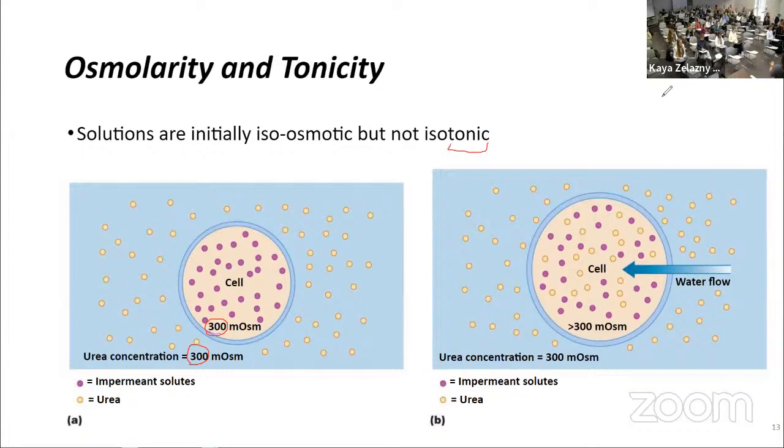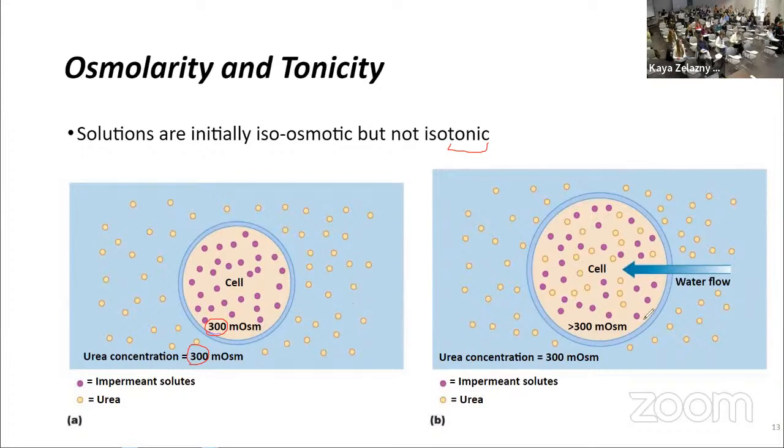So what we're saying is that while there's the same amount of general stuff on either side of the membrane, we don't have the same amount of impermeant solutes on each side. We don't have the same amount of stuff that is stuck. Okay. So as we see time progressing, right, we can see here the inside of the cell originally contains all our impermeant solutes. So the stuff that can't move here is inside the cell. And outside the cell, we have urea, which can actually cross the membrane.